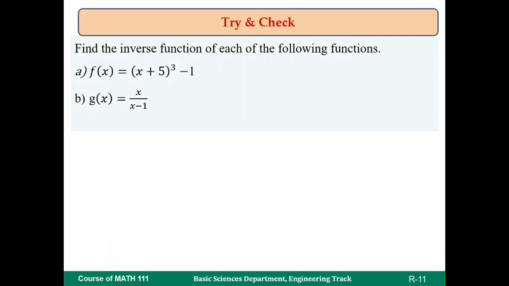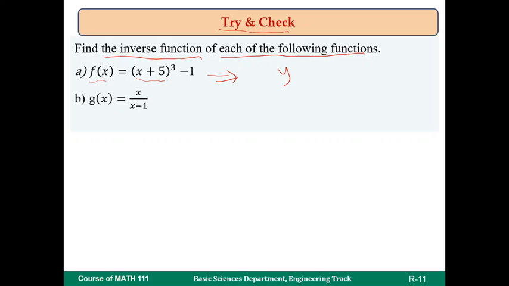Now let's look at this try and check example exercise. Please stop the video and try to do it by yourself. Then you can compare your solution with mine. Find the inverse function of each of the following functions. The first one is f of x equal to (x plus 5) cubed minus 1.